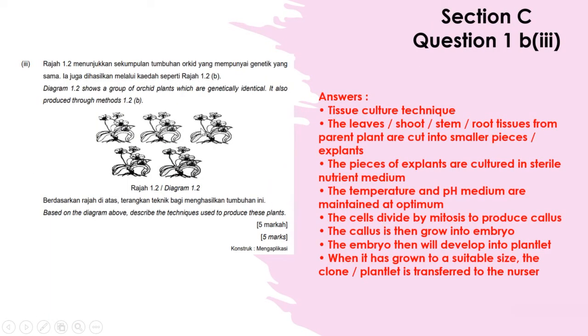Okay, next we go to question 3. Diagram 1.2 shows a group of orchid plants which are genetically identical. They are also produced through methods 1 to B. Methods 1 to B just now refer to the tissue culture method. Based on the diagram above, describe the techniques used to produce this plant.